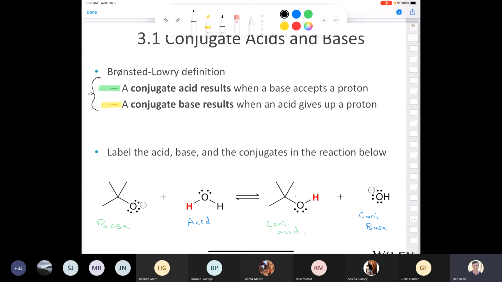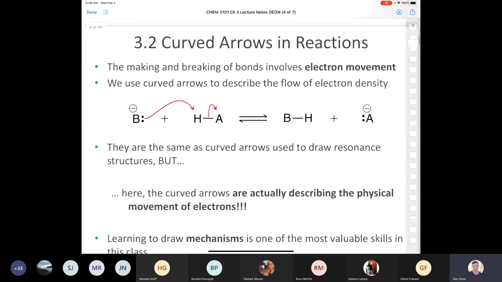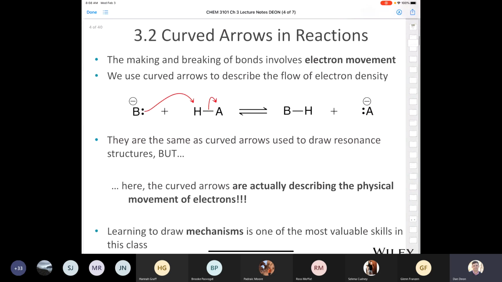Well, let's move on from there and see how we would examine a reaction like the one that we have here, something similar to it, in terms of curved arrows. So now we're really switching gears. And you're like, hey, Mr. Dion, I learned all about curved arrows in chapter 2 when we talked about resonance structures. Well, remember that resonance structures don't represent any real physical process. Those are just used as tools to represent a resonance hybrid.